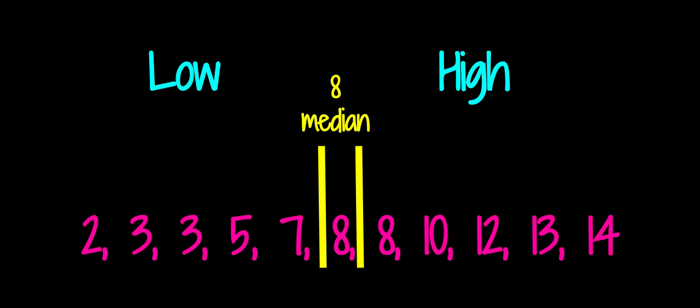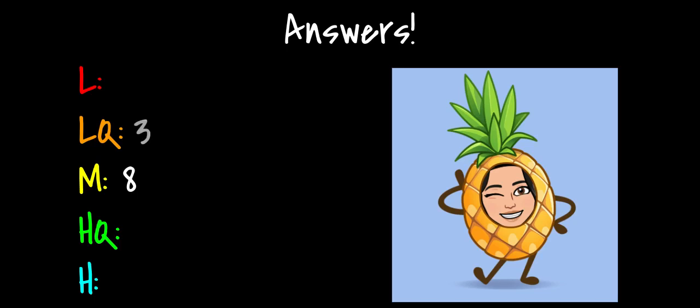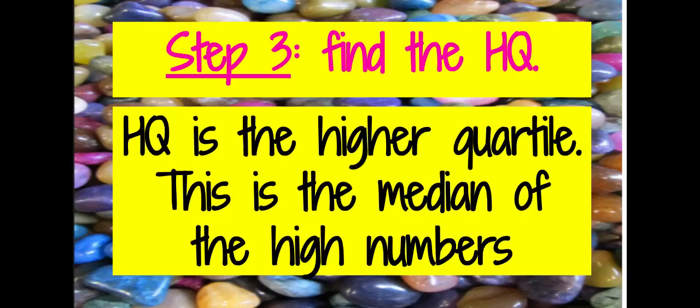Let's start with the low, because we're finding the low quartile. The low numbers are 2, 3, 3, 5, and 7, and we are going to find the median by crossing out a small number and a large one. Small, large, and our median is 3. That means that our low quartile is 3. Write that down on your answer key. The low quartile is 3.